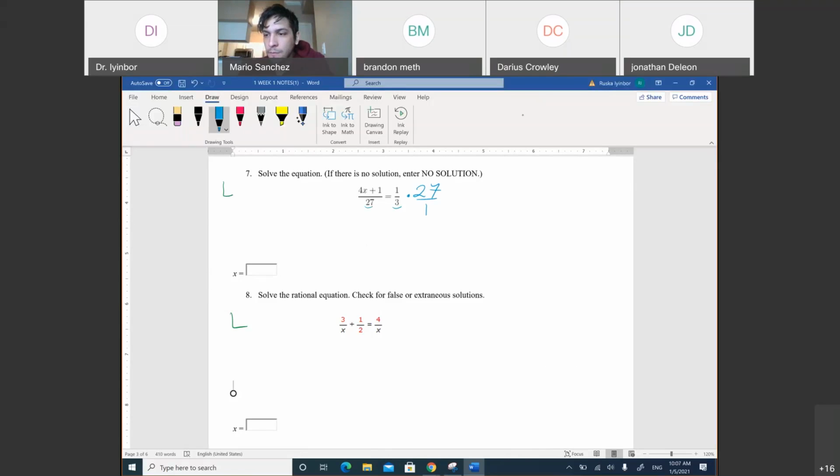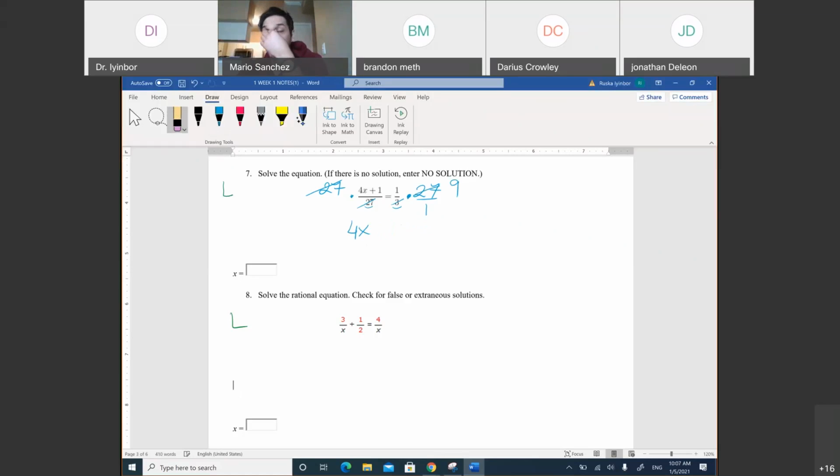27 divided by 3 is going to give me 9, right? And I multiply the other side by 27. So 27, 27 cancel. And here I'm going to divide by 3. 27 by 3 is 9, right? So when I do that, I cancel the fractions, no more fractions. So what is left? I have 4x plus 1 equals 1 times 9 is 9. So we have 4x plus 1 equals 9.